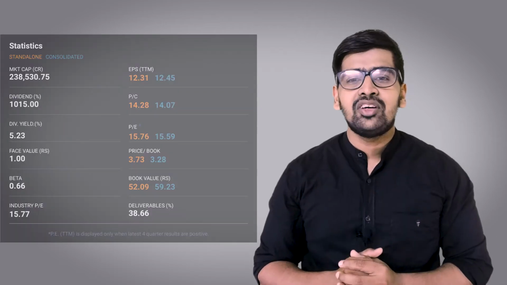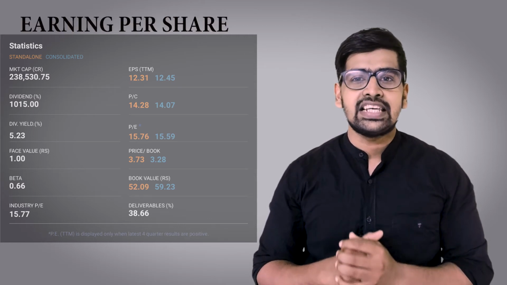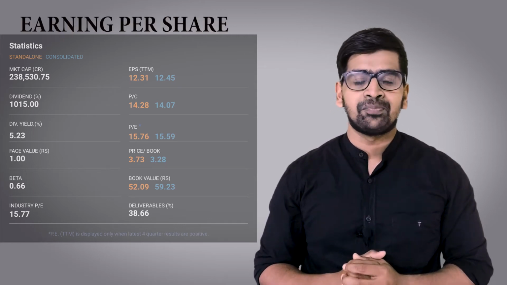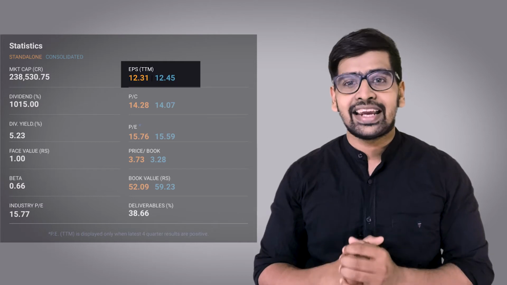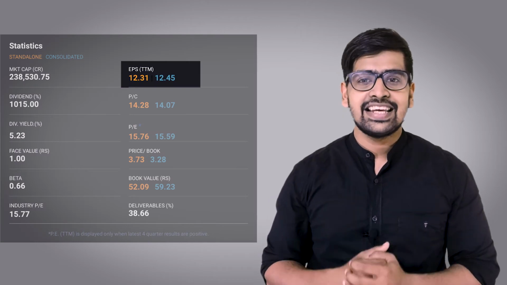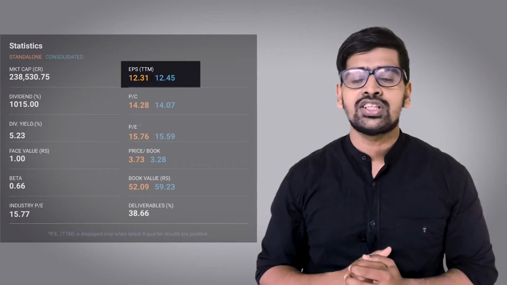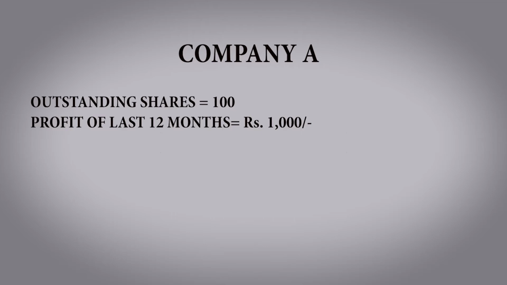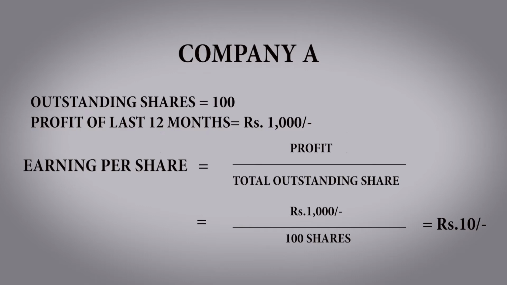The next term that we have up here for discussion is EPS or earning per share. The TTM that is given in the bracket stands for trailing 12 months. Let me explain this with an example. Let's say company A has 100 outstanding shares and it makes 1000 rupees profit in the last 12 months. So earning per share for company A would be 10 rupees, which is nothing but 1000 rupees, which is the profit, divided by 100 shares.